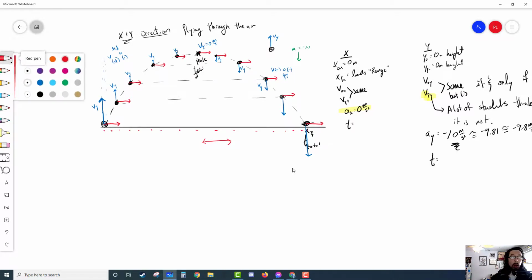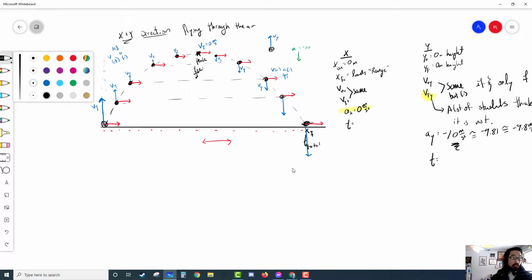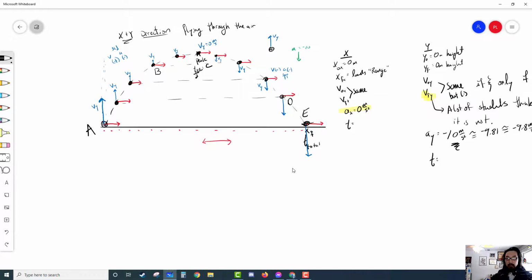So for example, I'm just going to do it sketching wise. Let's take a look at A, we'll take a look at B, we'll take a look at C, which is at the peak, and then we'll take a look at D and E. So that should be a D right there.